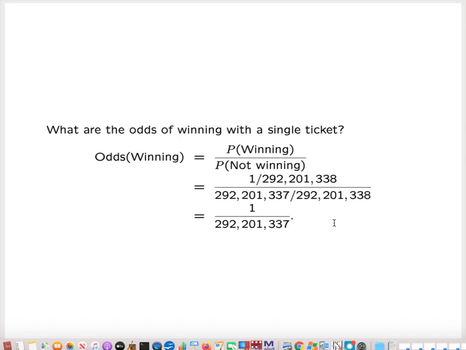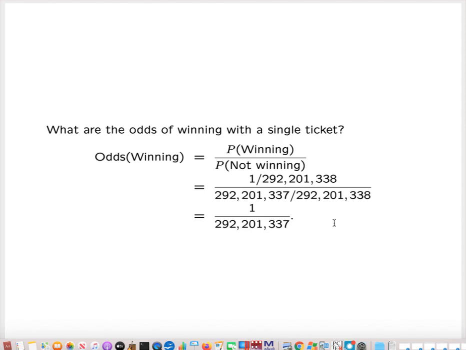Now, thinking back to when we first started talking about how to quantify chance, we talked about probabilities, but we also talked about odds. And so let's just think about what are the odds of winning with a single Powerball ticket. Now remember that the odds of an event are given by, sorry, let me restate that. I stated that incorrectly. The odds of an event are given by the probability of the event divided by the probability that the event does not occur.